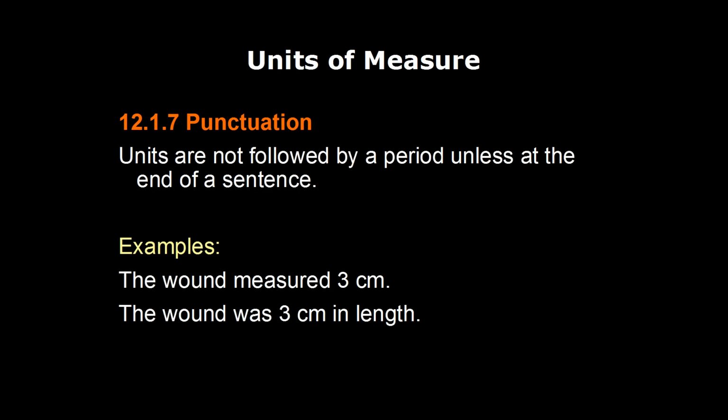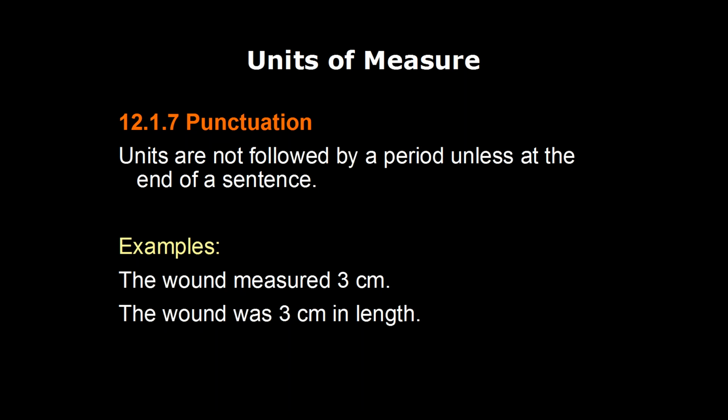Punctuation, and here we go, and the fun begins. Units are not followed by a period unless at the end of a sentence. Again, I think that's probably straightforward for most of you, but we still do get people who are using periods at the end of the metric units. So you can see here, the only time that there's a period after centimeter, the abbreviation, is when it occurs at the end of the sentence. So the wound was 3 centimeters in length. Of course, centimeter does not have an abbreviation. Okay? Sorry, a punctuation point, a period.